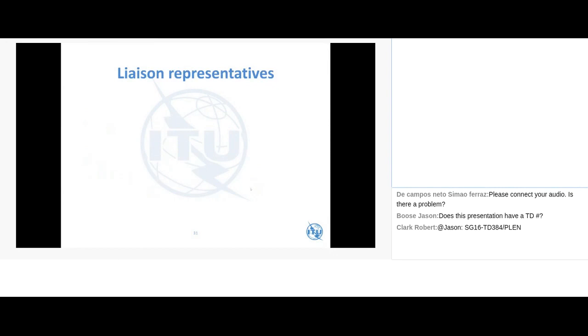Liaison representatives have to come from either a member state or a sector member, as opposed to an associate, because their role is to be involved in multiple groups, and obviously associates can only participate in the work of their own group. Their job is to ensure effective liaison in many different ways. So one of those ways would be to attend the meetings of the other groups and represent, for example, study group 16 at the work of other groups.